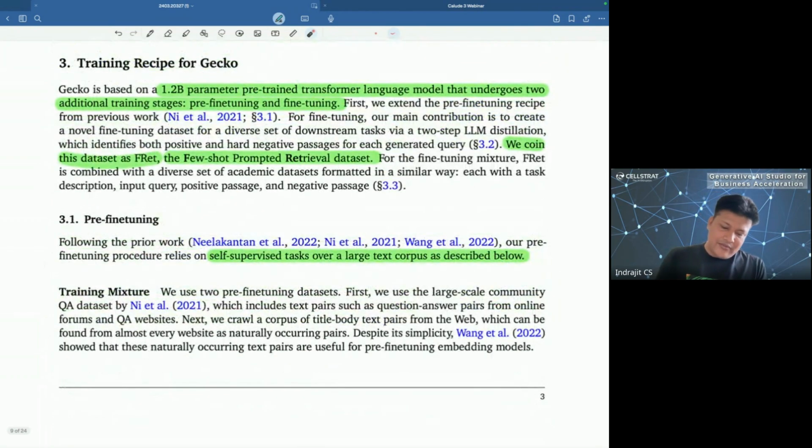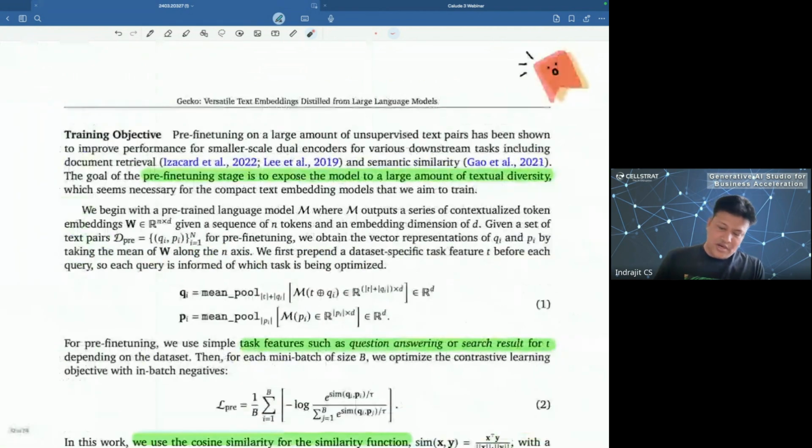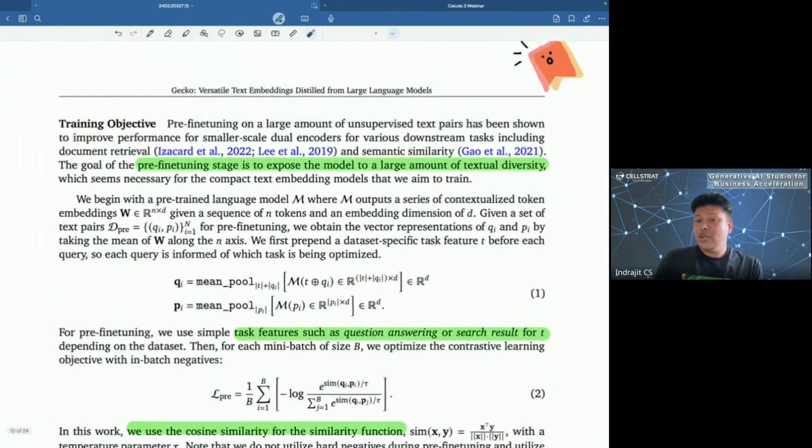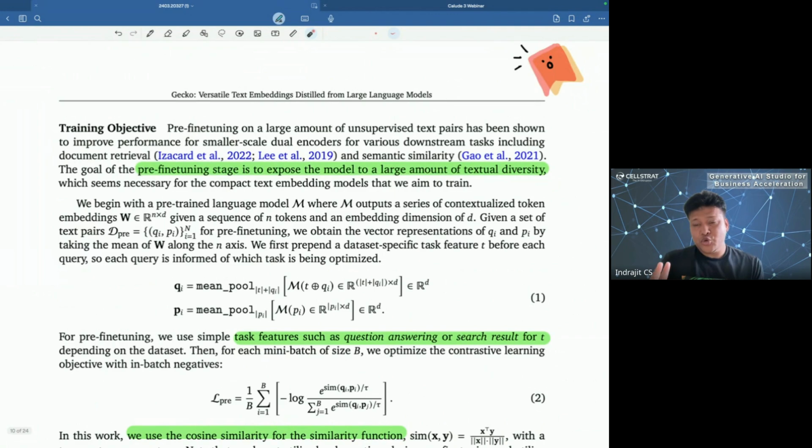Okay, so now they have discussed the training recipe for Gecko, which is a pre-fine-tuning step where you use self-supervised tasks over a large text corpus, and that text corpus is like a training mixture. Then we have the training objective, because you need an objective for training. In Word2Vec, what is the objective? Basically a neural network, right? Embedding models are also a separate neural network that is given a task. For Word2Vec, the task was to predict the next word given a sentence, or predict a word given its context.